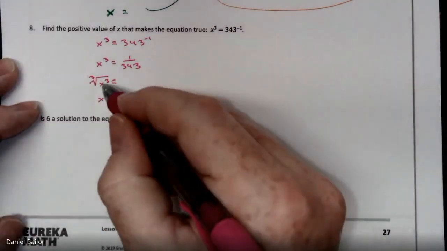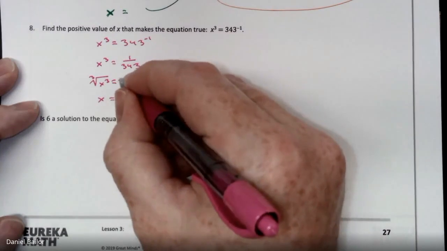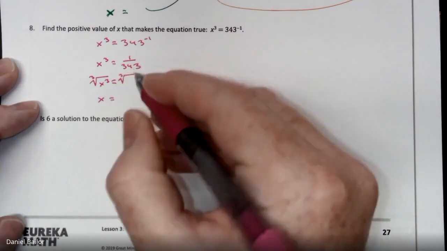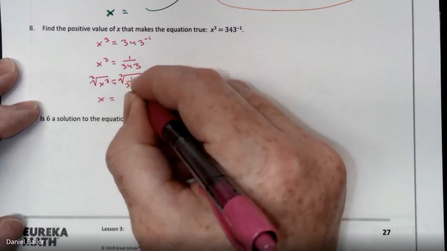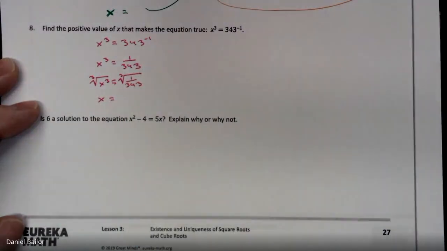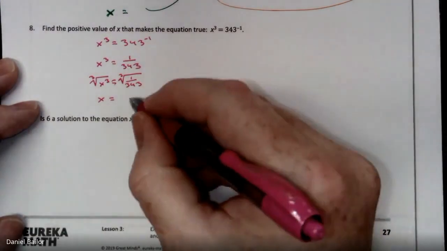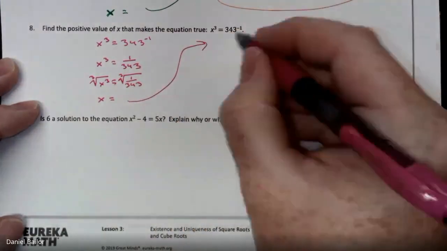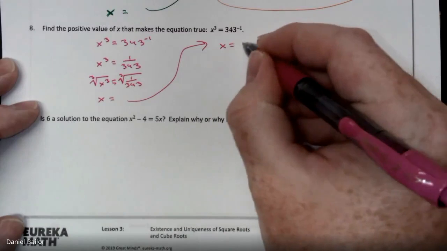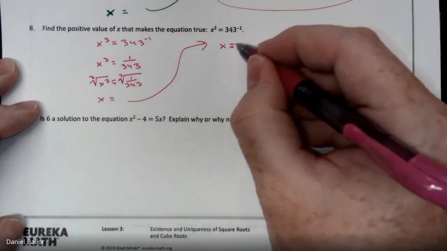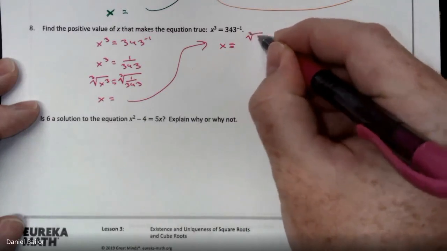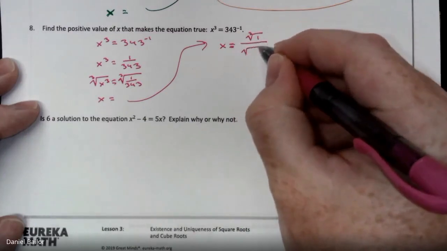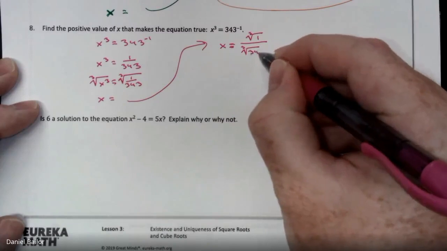But if I do it on this side, I have to do it on the other side too, because this says equal. So the cube root of 1 over 343. Let me again move it over here so I have more room. Just like when I did the square root of a fraction, with the cube root of a fraction I'm just going to do the cube root of the pieces.